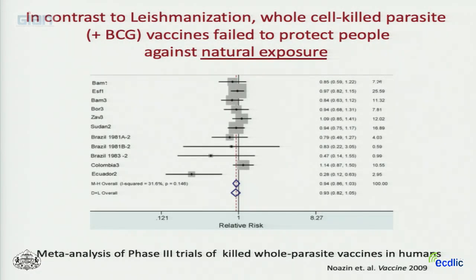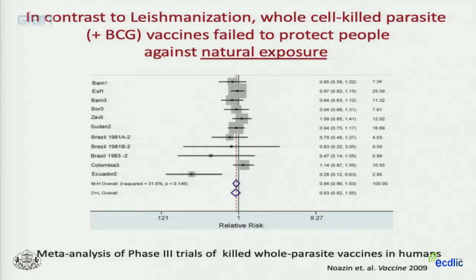This is a meta-analysis of the phase 3 trials of killed whole parasite vaccines. So again, just these autoclaved whole cell promastigote vaccines with live BCG, because in many of these regions, children get BCG vaccination to protect against tuberculosis. It's a poor vaccine against TB, but there's a huge experience with it. It's thought to be safe, and it's thought to promote, at least in part, a Th1 response. So it was used as an adjuvant.